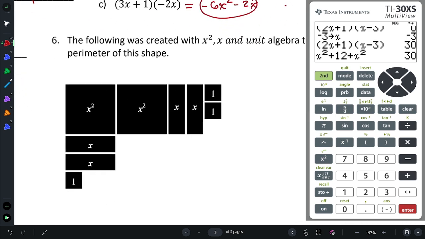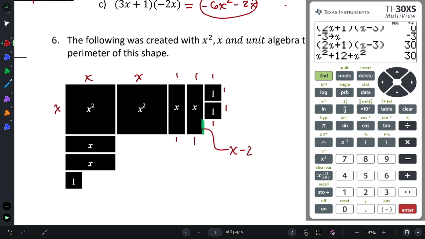All right, let's move on. Let's see. The following was created with x squared, x, and unit algebra tiles. What is the perimeter of this shape? Oh, okay, perimeter. So I know that the x squared tiles are x by x. So this is x long, that's x long. This is an x. X tiles are 1 by x. So this is a 1, a 1, a 1, a 1, a 1. This is 1. Now I got my first interesting piece. This piece right here is an x tile, but from it, 2 was subtracted. So this green segment is x minus 2.